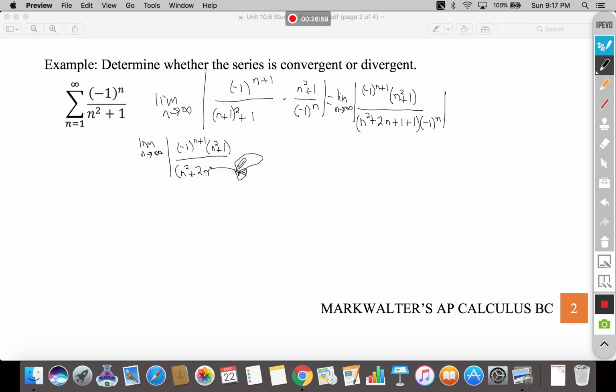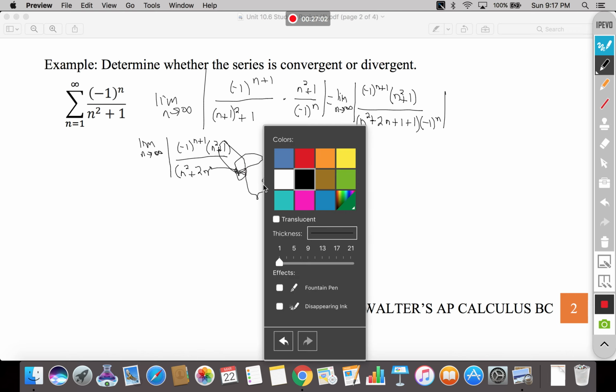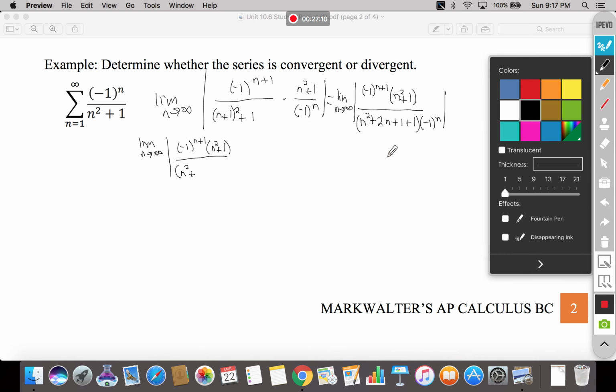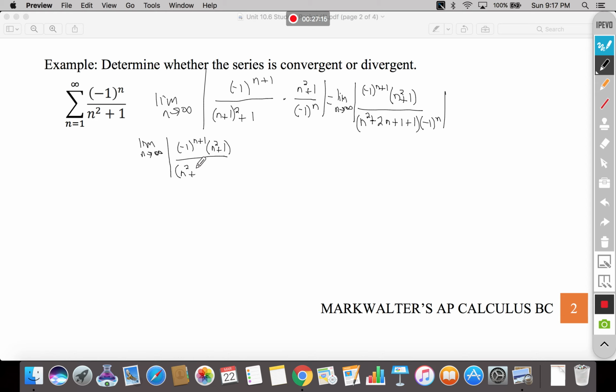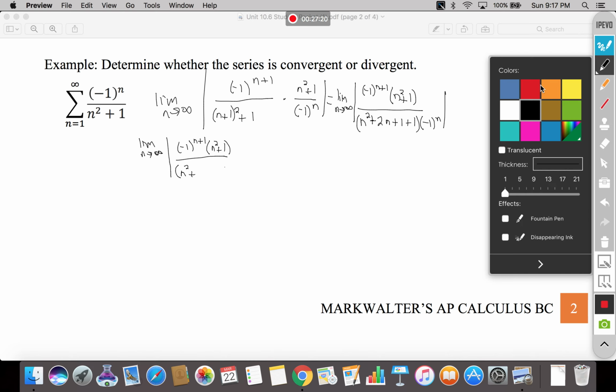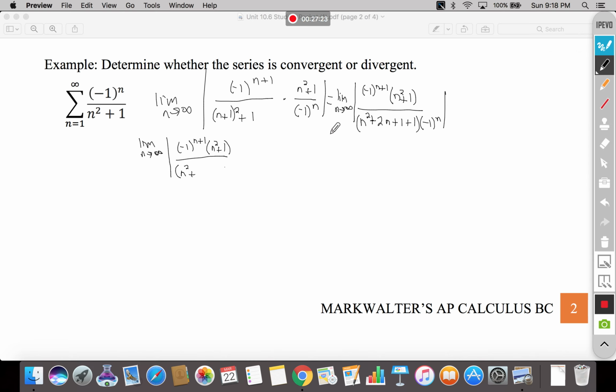Oh no, I hit a button I don't understand. Abandon ship, Markwalter. It's a close one, y'all. All right. N squared plus 2n plus 2n. Make sure we got our tool back. Plus 2n plus 1 gives me 2n plus 2, right? Times the quantity negative 1 to the n, absolute value of that.